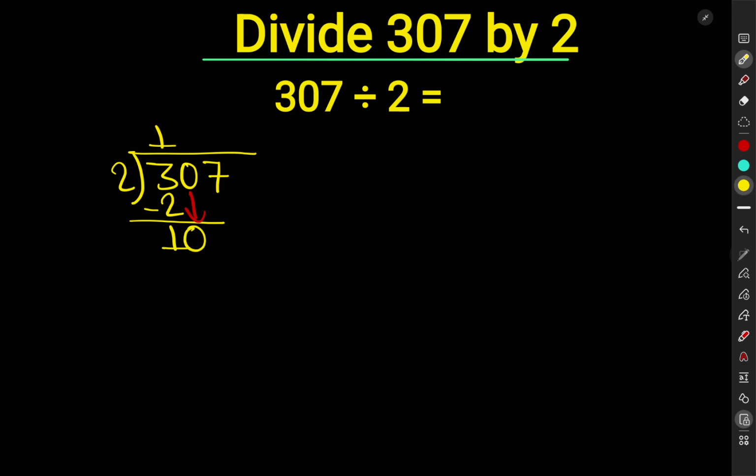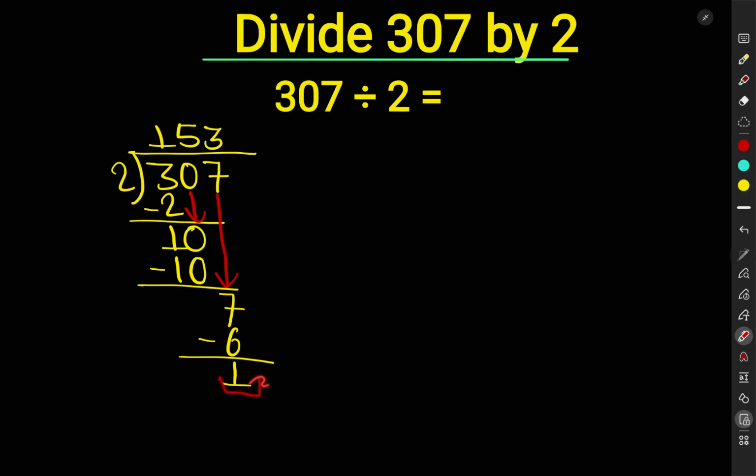So now it became 10 and 2 times 5 means 10. On subtracting we get 0. So now again we put down the number beside this, 7, and we remove this 0. So 2 times 3 means 6. On subtracting we get 1.